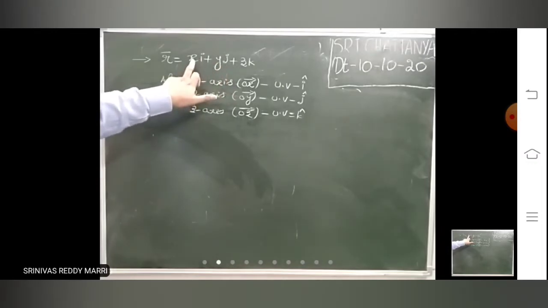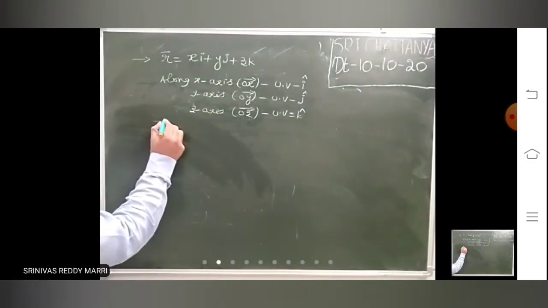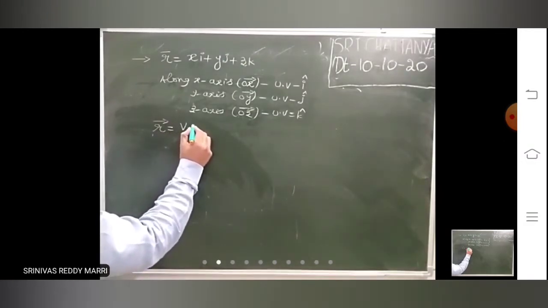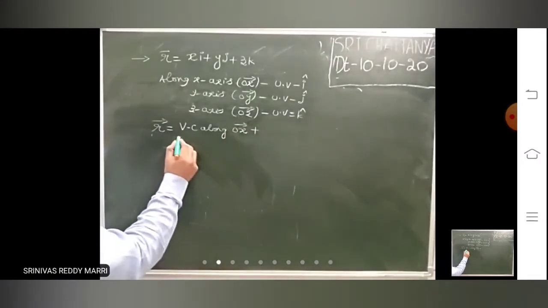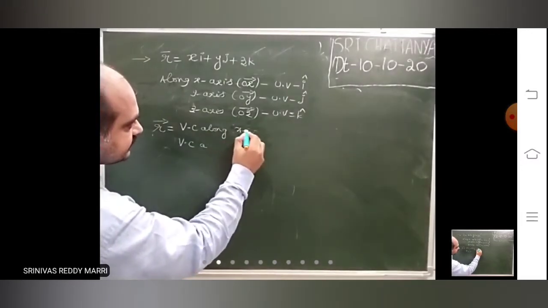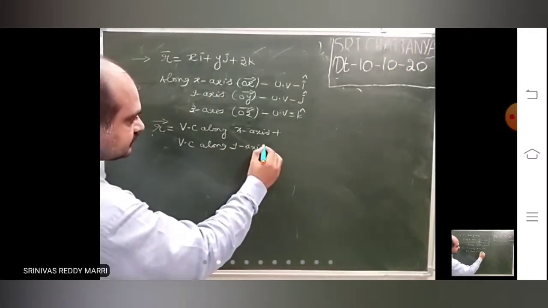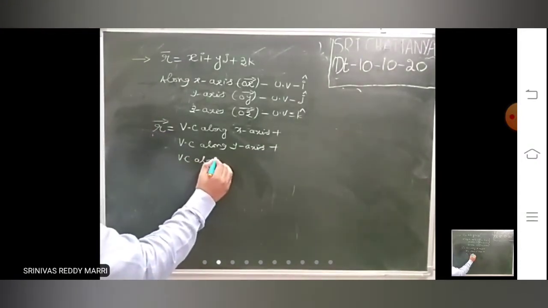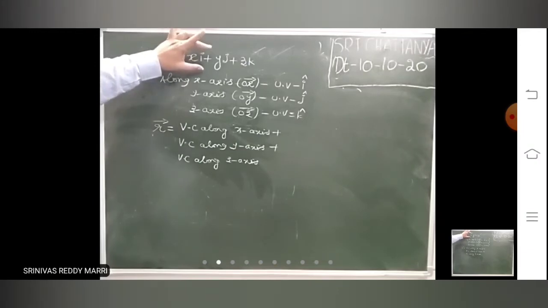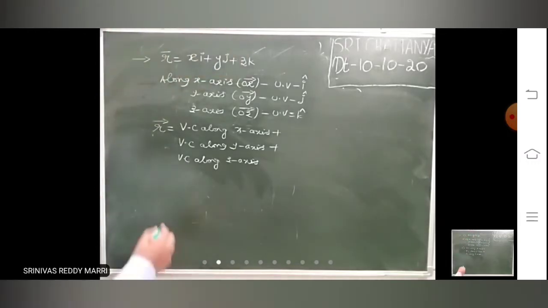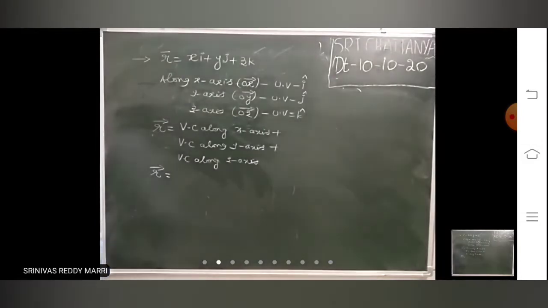This has three components. This is the vector component along the x-axis. r bar is nothing but the vector component along OX bar plus the vector component along the y-axis plus the vector component along the z-axis. So we will write this with i, j, k, and OX bar, OY bar, OZ bar.